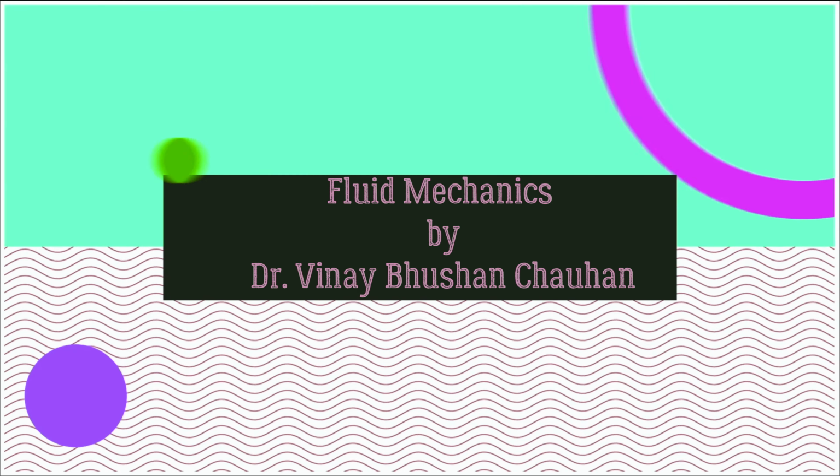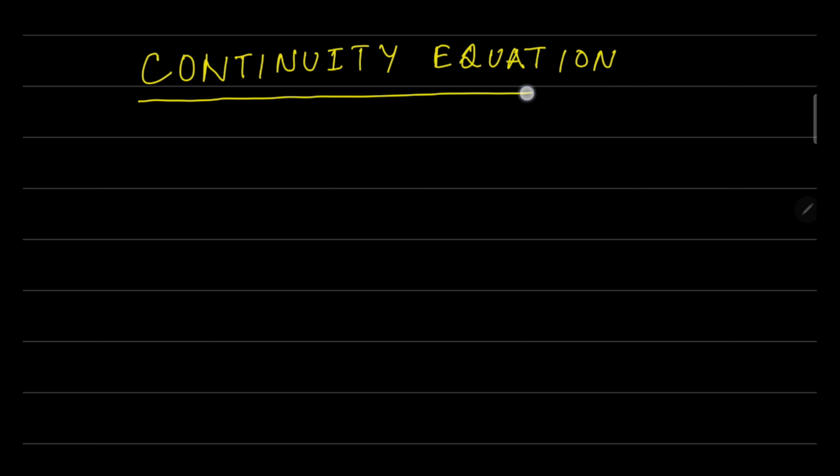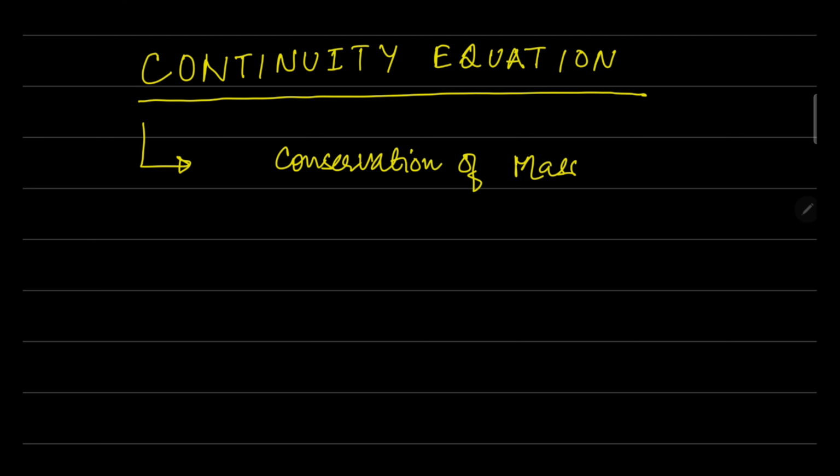Today we will discuss the continuity equation for the fluid. This continuity equation is another form of the conservation of mass. So this continuity equation is based on the conservation of mass. In case of the fluid flow, conservation of mass is applicable for a controlled volume.